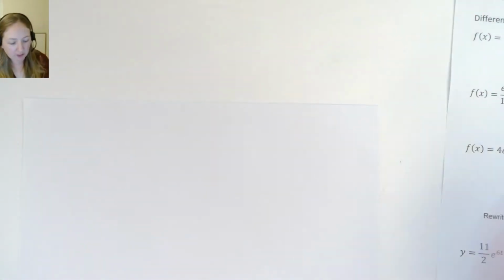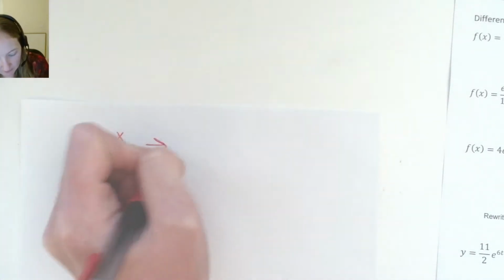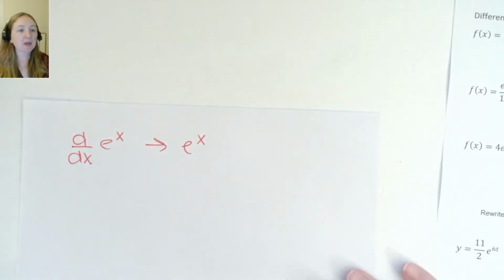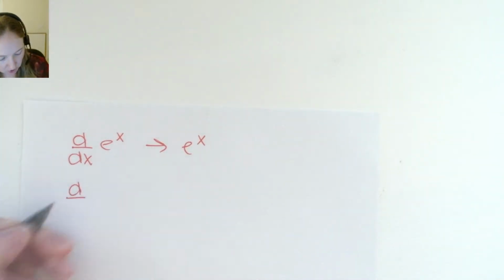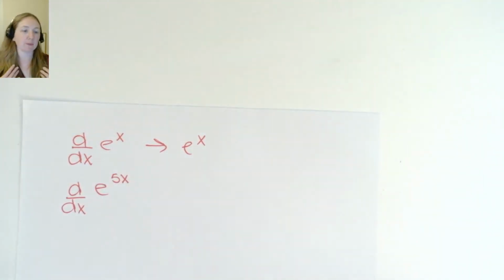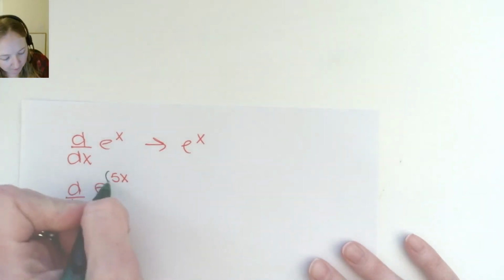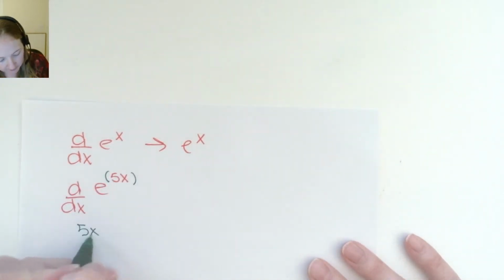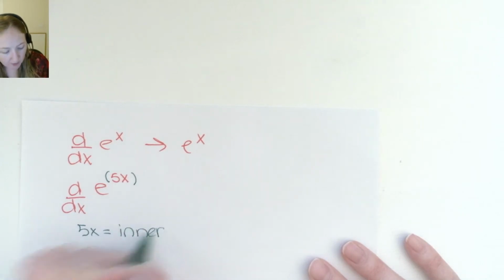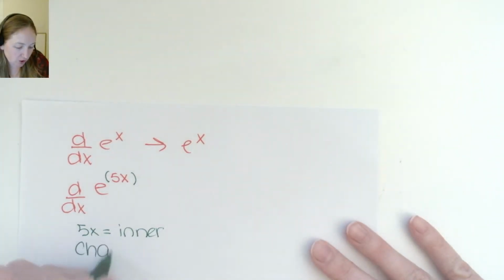So the situation is that if you have the derivative of just e to the x, then it goes to e to the x. However, if it changes to anything besides x, so if it becomes like a 5x or x squared, anything that's besides x, then this 5x is an inner function. Because the 5x is grouped together, it's an inner function, that means that we need to use the chain rule.